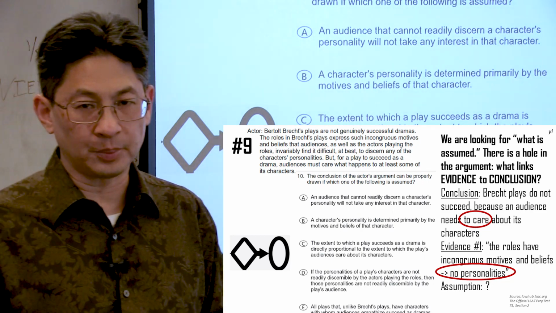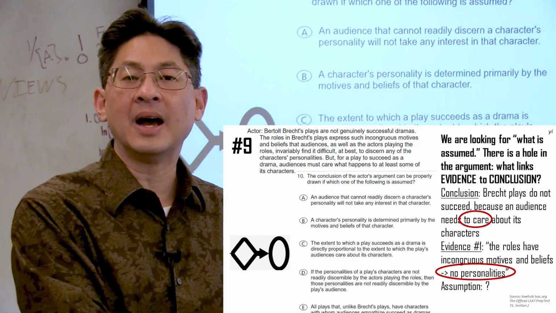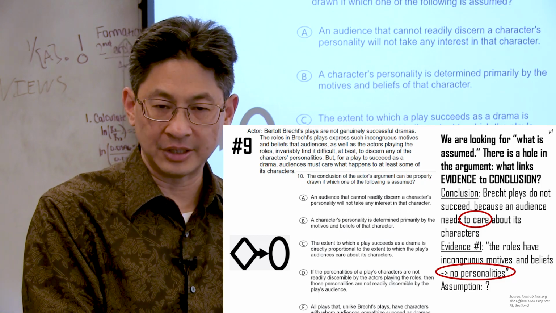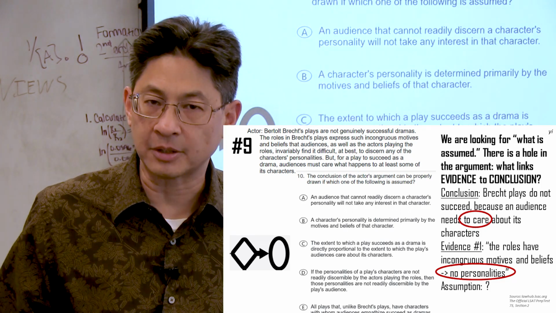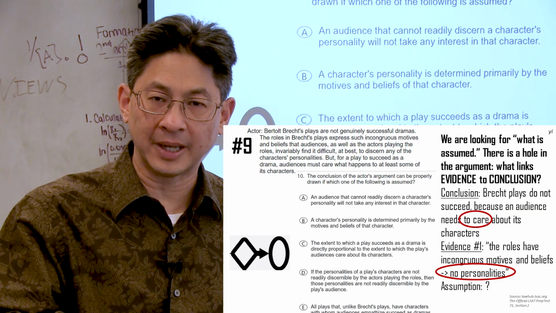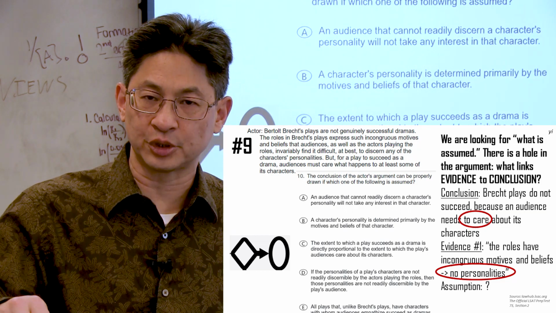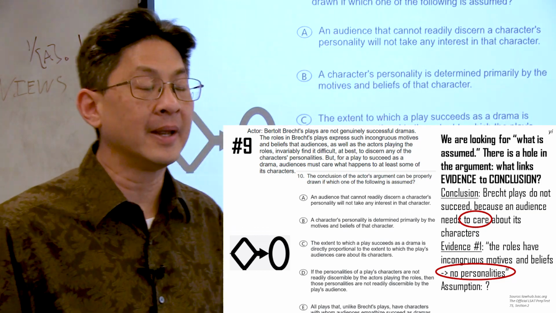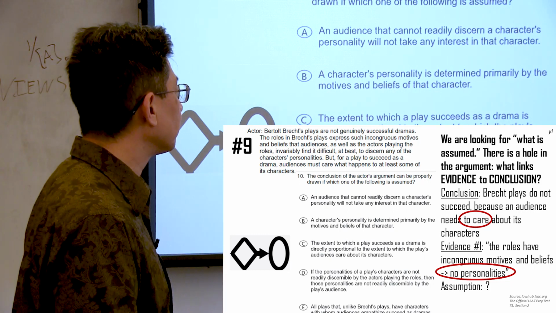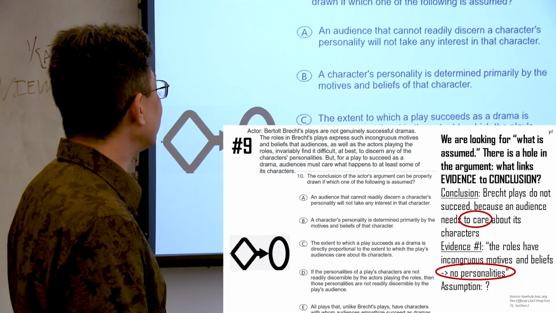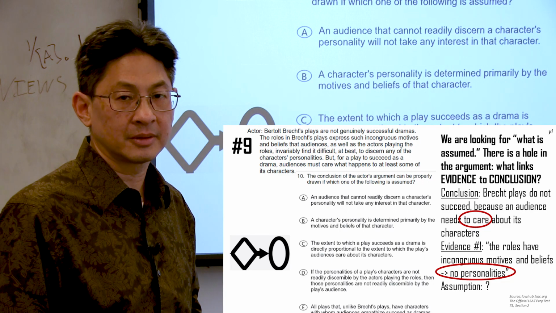That's outside of the scope. It's simply saying, now let's look at other plays and see how other plays do. We don't care about other plays. We're concerned with this play, this evidence, this conclusion. So don't get distracted by things that go outside of the scope. So again, answer choice A is the best answer.